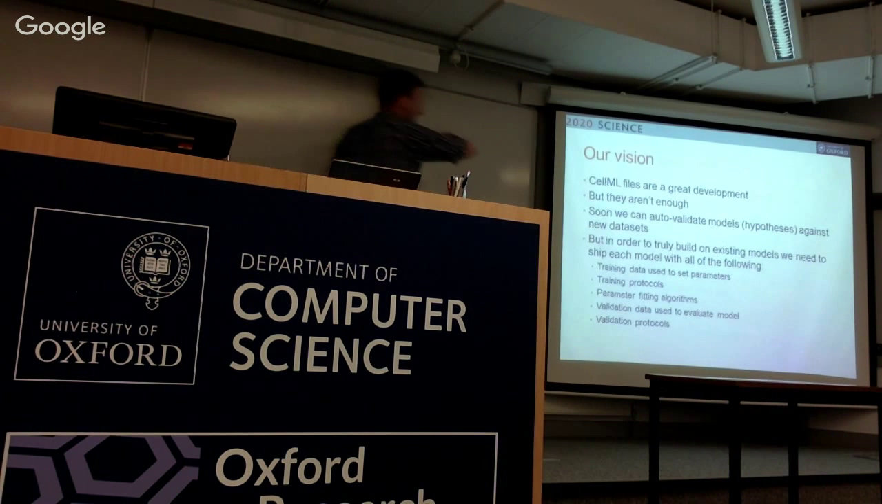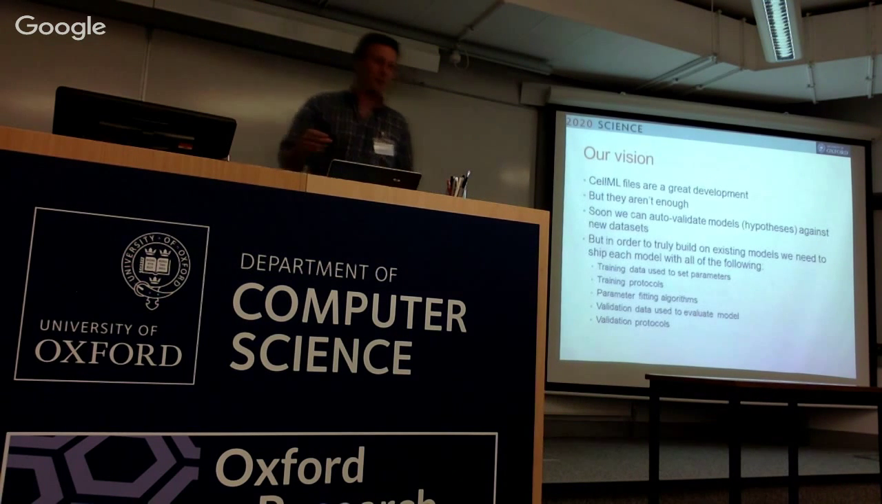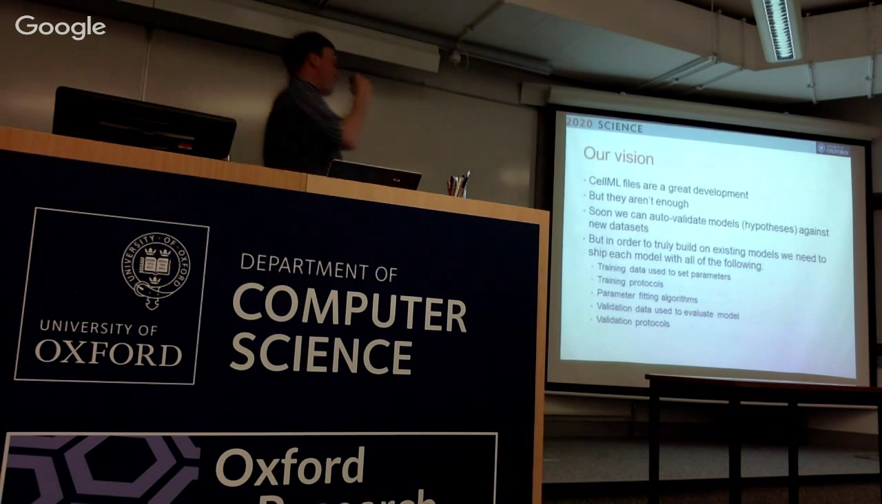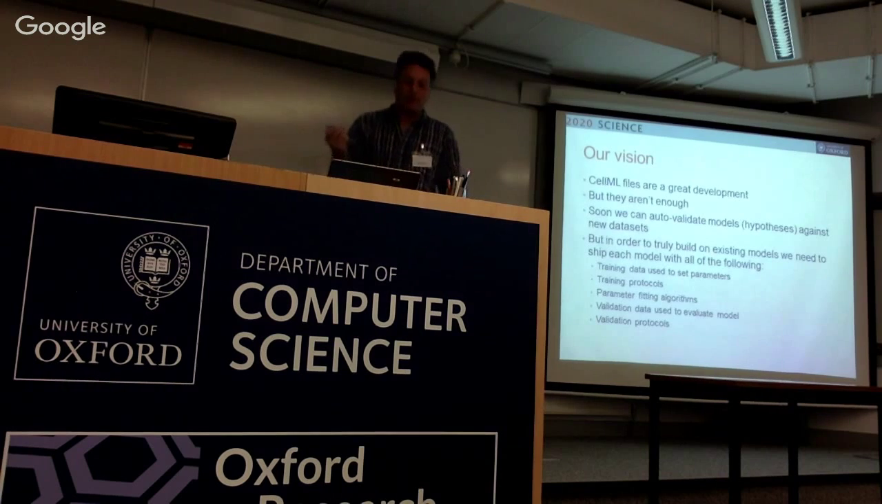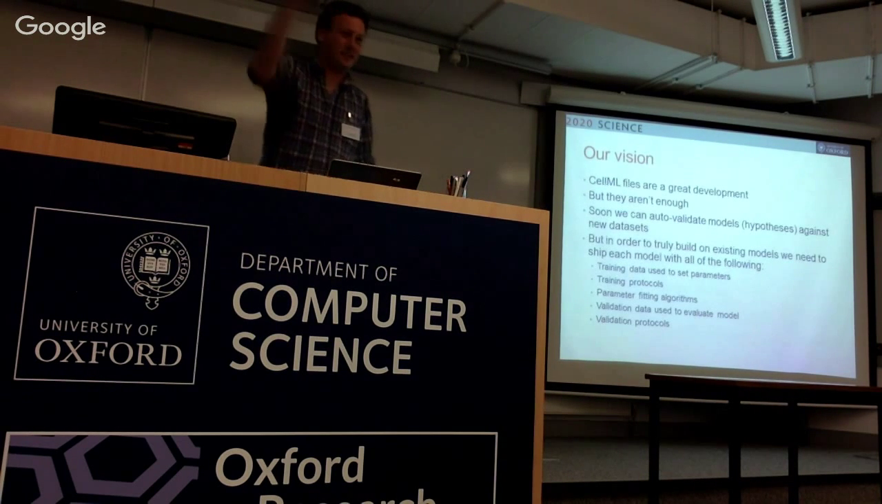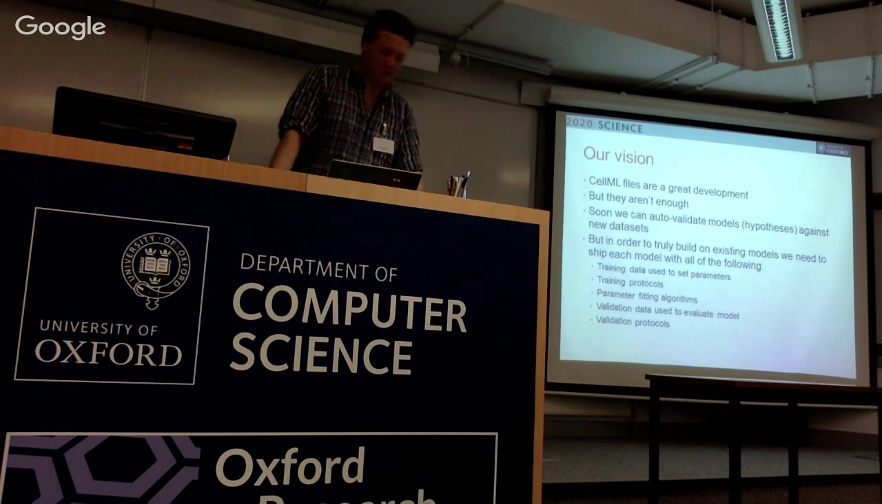CellML files are brilliant, as we said at the start. And without them, we really can't share models very well at all. But they aren't enough to do everything that we've talked about in this session. We shouldn't be far away from automatically checking models against data sets, testing hypotheses, if you like.